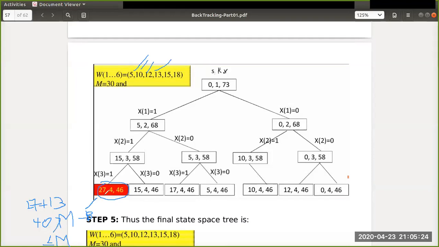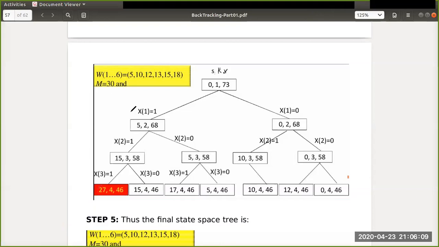So finally, 40 will come. If generating the node would not lead to the solution, we stop here. By using the bounding function, we stop early, before generating the node in the next level, by checking the condition that the sum of the weights is less than or equal to m. If it is crossed, we stop the generation of the node.